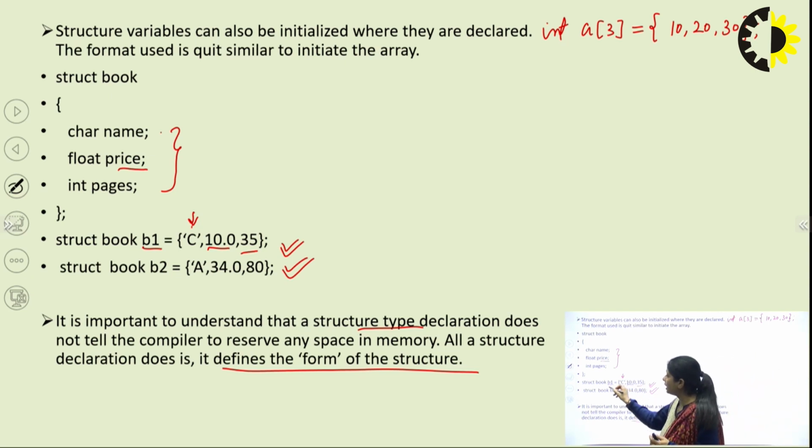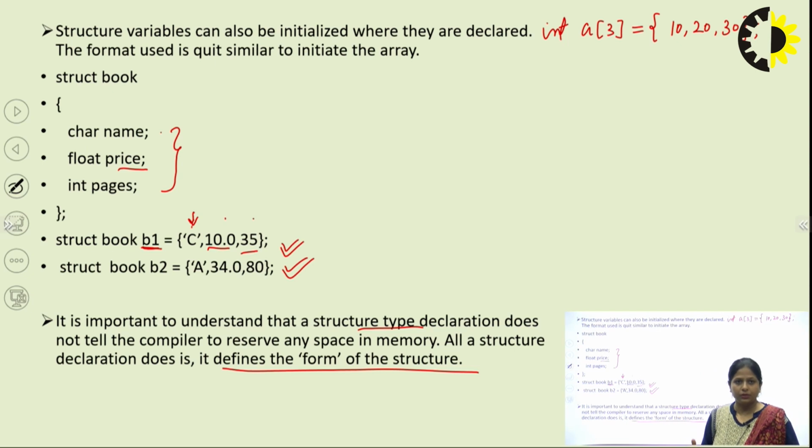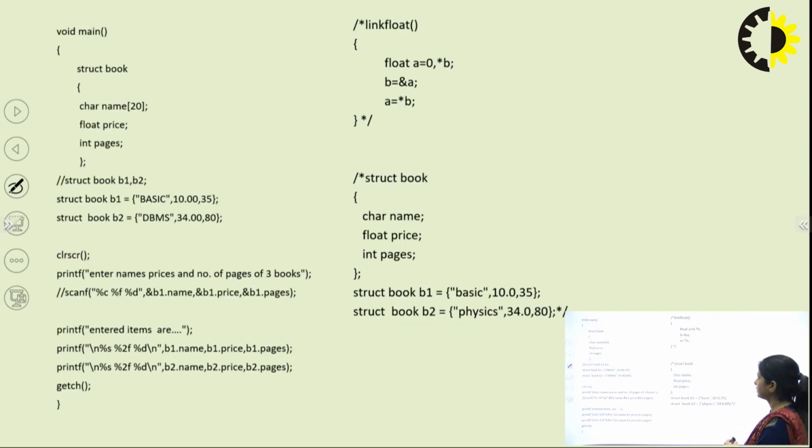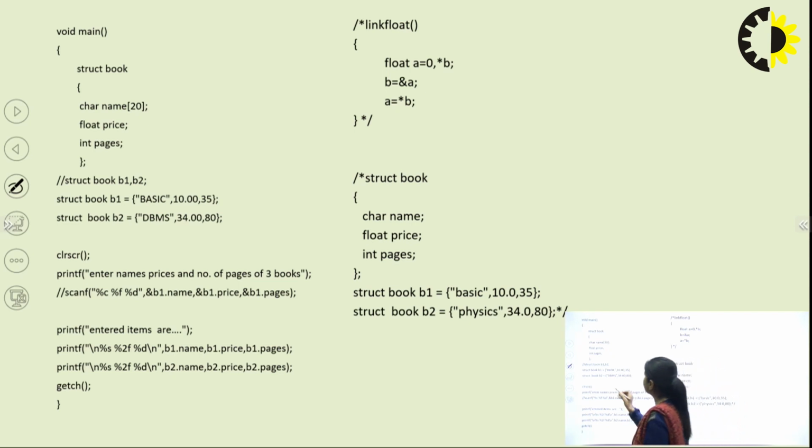For example, if I take the example of this B1, it is having one element of type character, another is of type float, another is of type integer pages. Accordingly, it will calculate what amount of memory it is going to occupy, right, and so on. Fine. So, that is just a simple example again of how we can initialize the value of the variables like B1 equals to this, B2 equals to this, and so on.